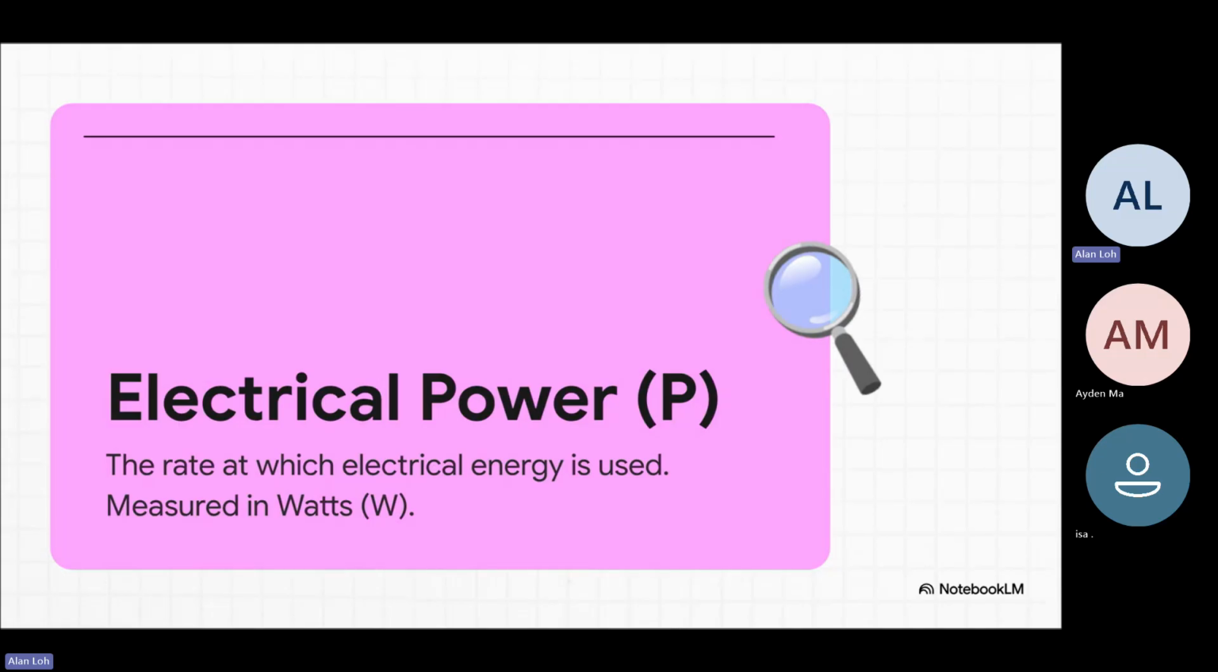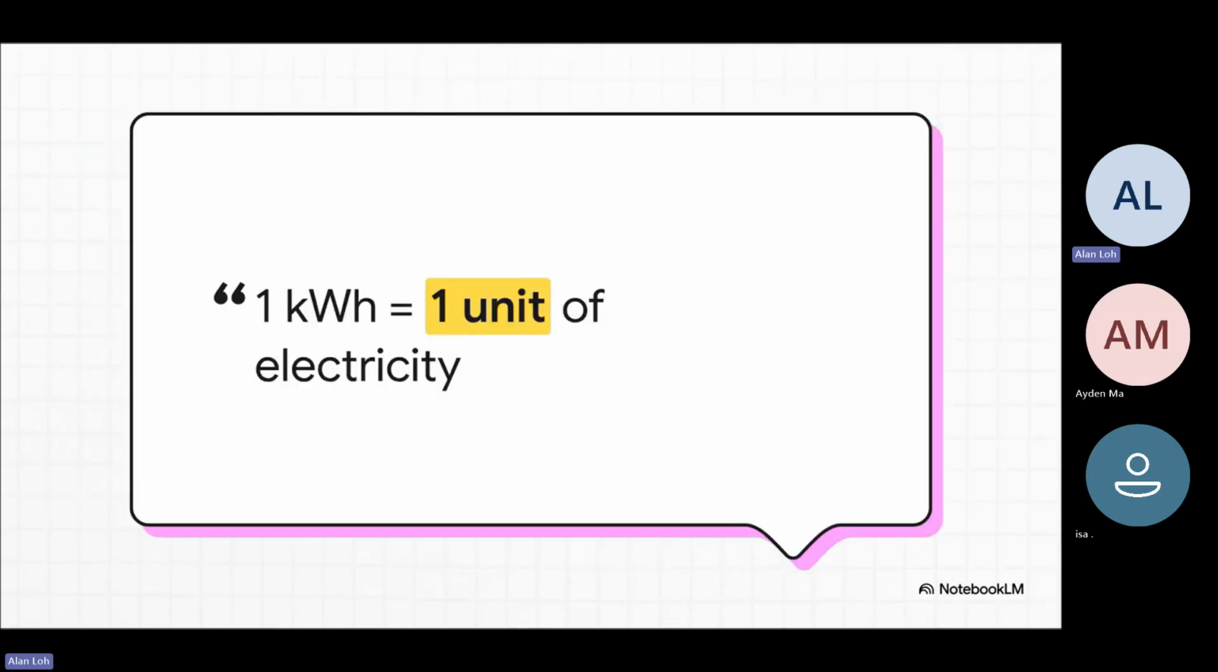Power is simply the rate at which something uses energy. So when you see a 100-watt light bulb, what that really means is it's burning through 100 joules of energy for every single second that it's turned on. But here's the thing. Our electricity bills aren't really based on watts. They're based on how much energy we use over a period of time. And that's where the kilowatt hour comes in. It's just power multiplied by time. And if you look at your bill, you'll probably see that 1 kilowatt hour is just called 1 unit of electricity. That's the thing you're actually paying for.